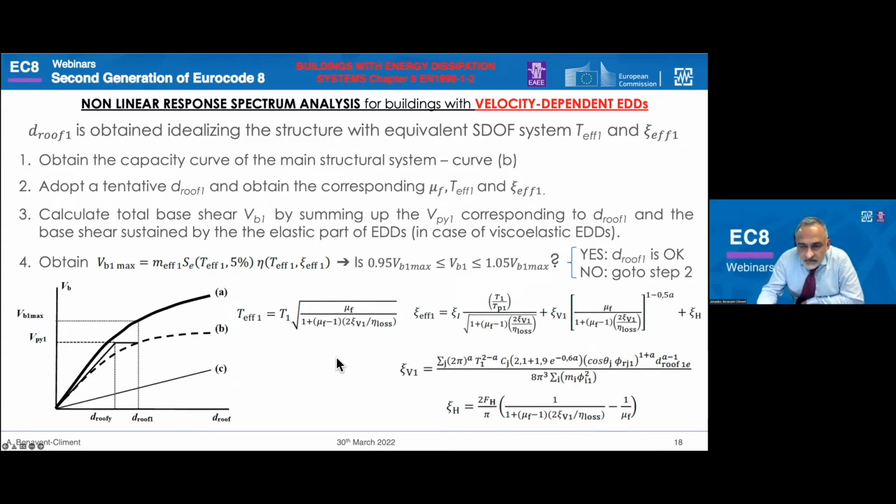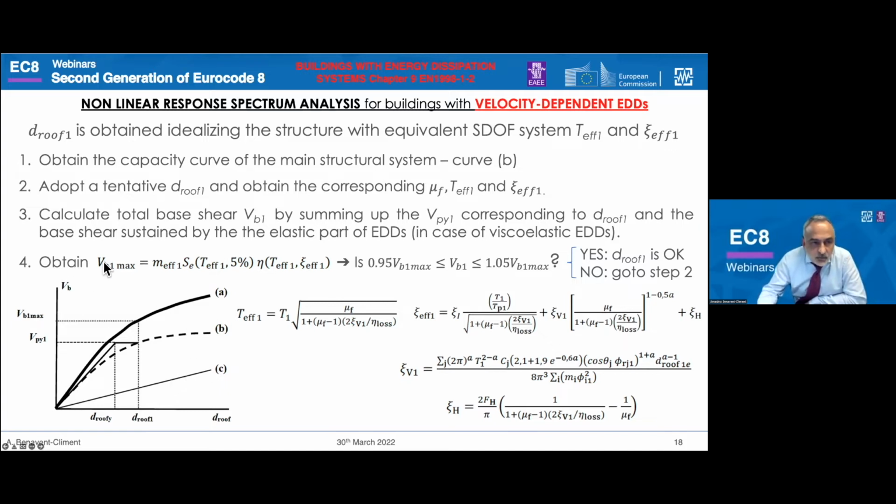They can be obtained from basic considerations of dynamics and are explained also in the background document of this part of the Eurocode 8. Third step is to calculate the total base shear of the structure by summing up the base shear of the main structure corresponding to the assumed roof displacement plus the elastic force sustained by the elastic component of the dampers in case of viscoelastic dampers.